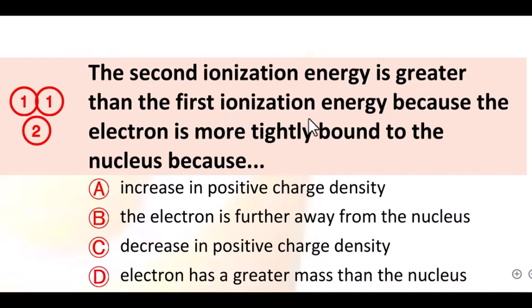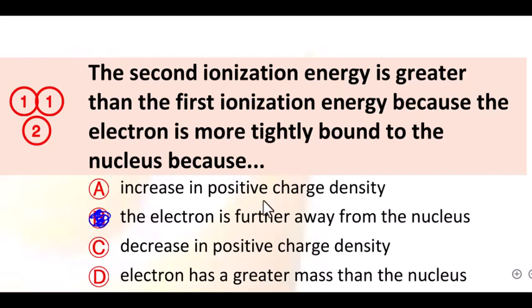The second ionization energy is greater than the first ionization energy because the electron is more tightly bound to the nucleus, because of the increase in positive charge density. Because of the shielding effect, when an electron is further away from the nucleus, it's easy to remove, and ionization energy is the energy required to remove an electron from the outer level.